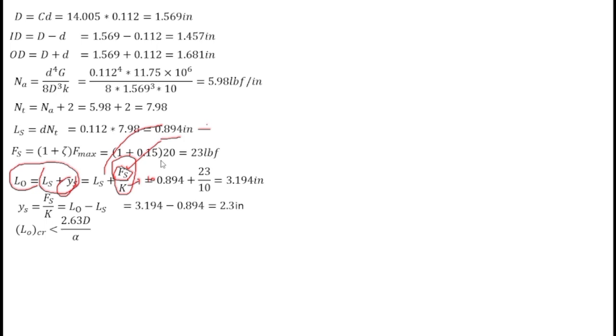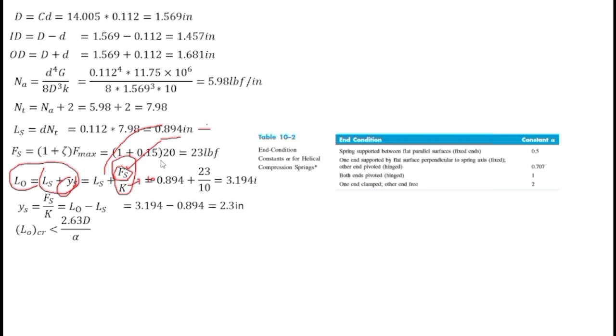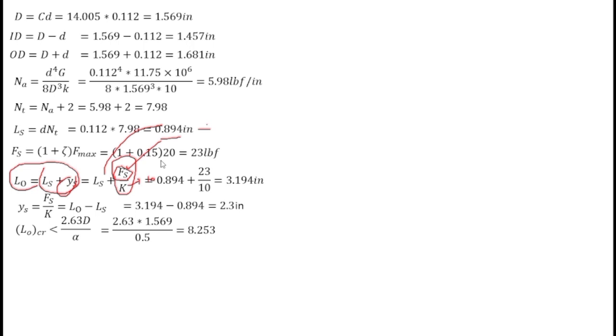To find out L critical, you should multiply the mean coil diameter with 2.63 and divide it by alpha, and this alpha value can be found from table 10.2. We want this spring to be supported between flat parallel surfaces, so for that the alpha value is 0.5. When you put the 0.5 value, it will give you 8.253. This is the L critical value. Now since your length is 3.194, which is less than 8.253, the spring will not buckle.